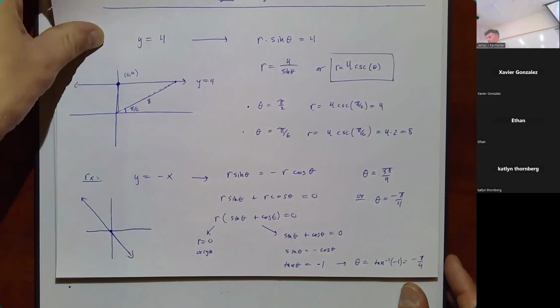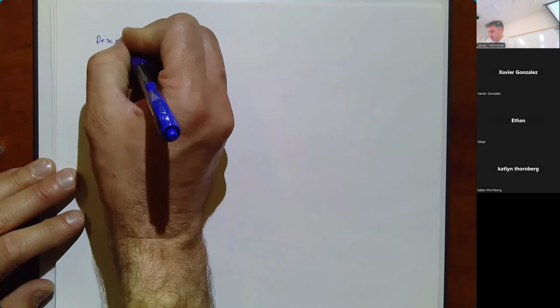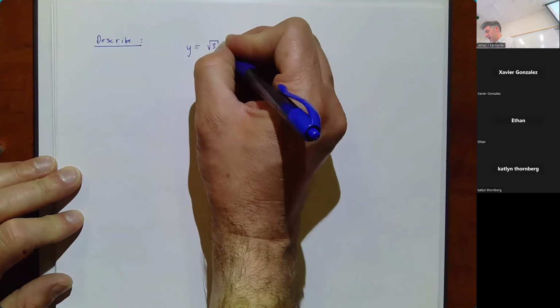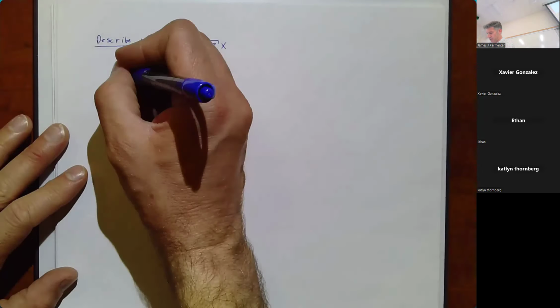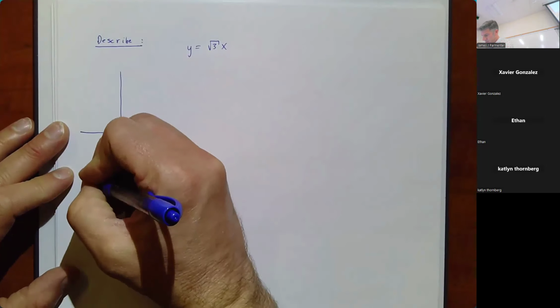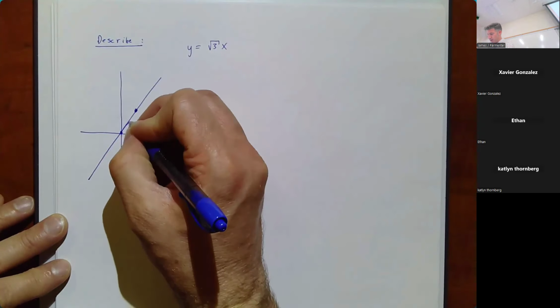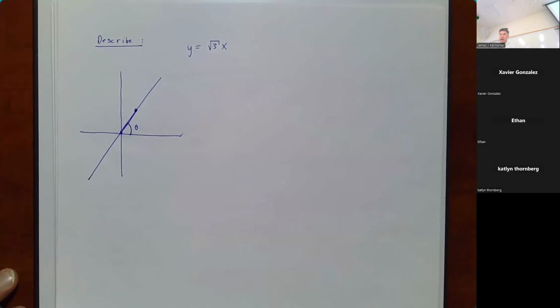In a similar way, let's see one more. If I wanted to describe the line, let me make another easy choice here, y equal to the square root of 3 times x. This is another line through the origin. And lines through the origin are always just the angle equal to some constant angle, right? Because if you draw this line, no matter what point you pick, the line to that point is always making the same angle with the x-axis.